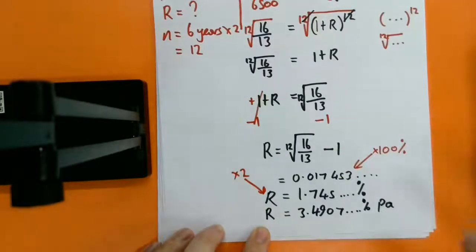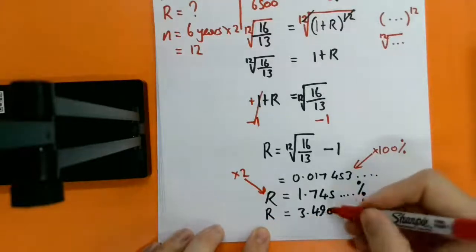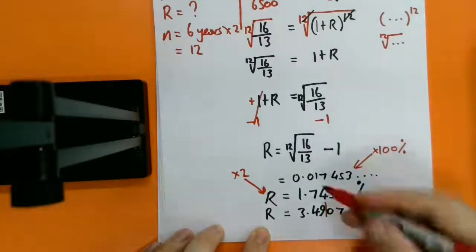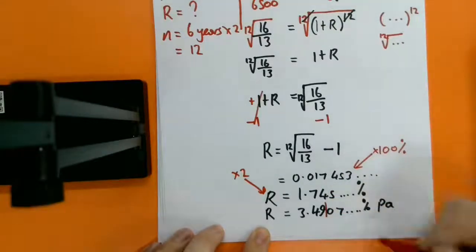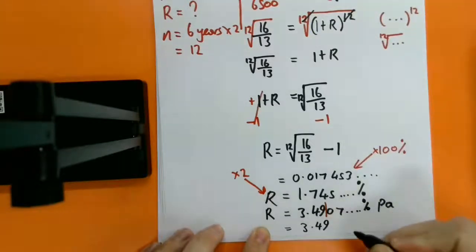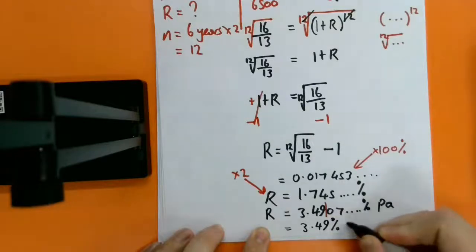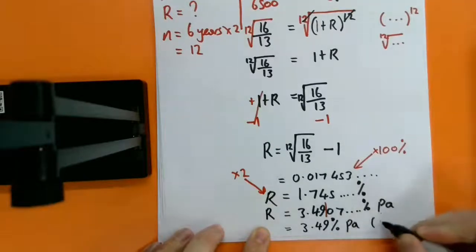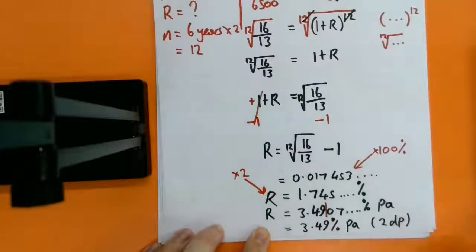So we're nearly finished. Let's just make this a nice percentage and round this to 2 decimal places. So, I'm going to round to 2 decimal places. After my second decimal place, I draw a line. It's 0, so the 9 is going to remain the same. So that means we end up with 3.49% per annum, correct to 2 decimal places. And this here is our answer.